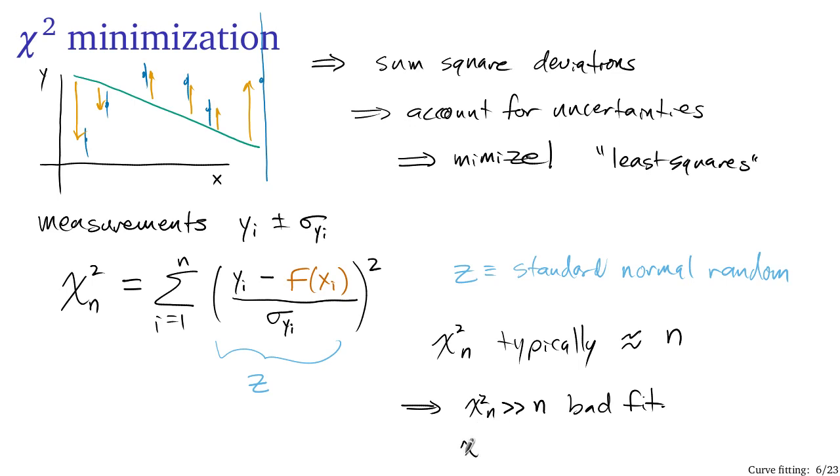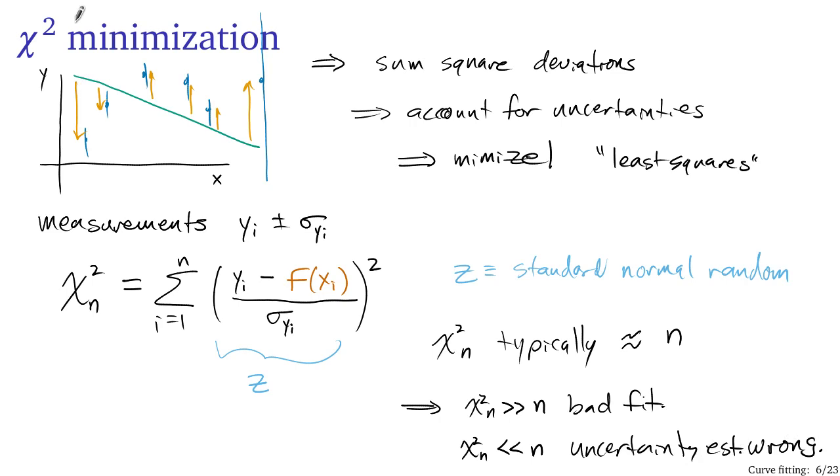On the other side of things, it's entirely possible that your chi-square will turn out to be much, much less than n. Under those circumstances, the line is going through all of your error bars. That's a relatively common outcome in experiments. And what that means is that your uncertainty estimates are wrong. Your error bars are too big. Your measurements might actually have been more accurate than you thought they were.